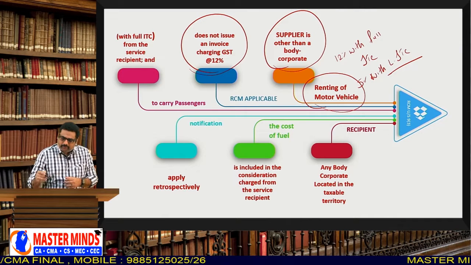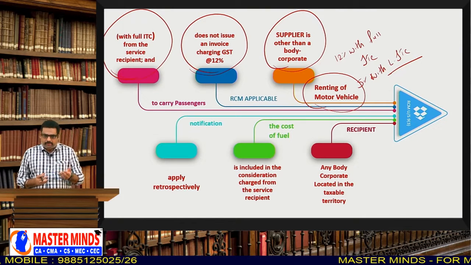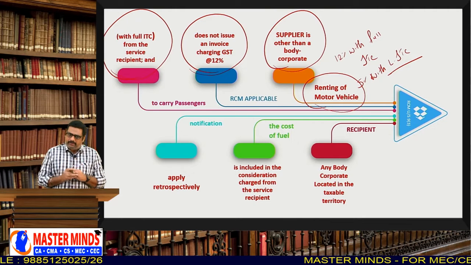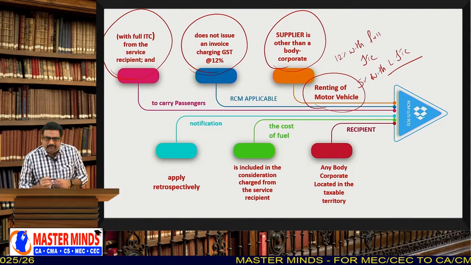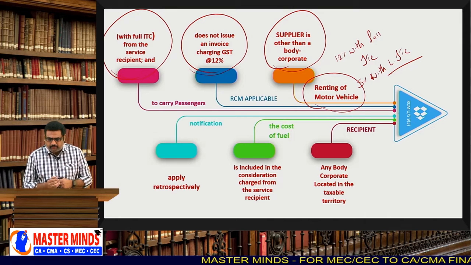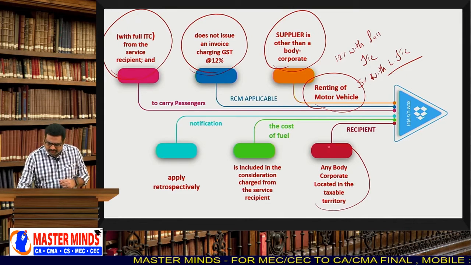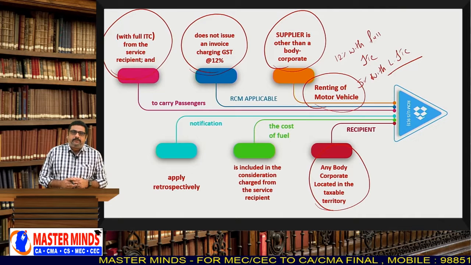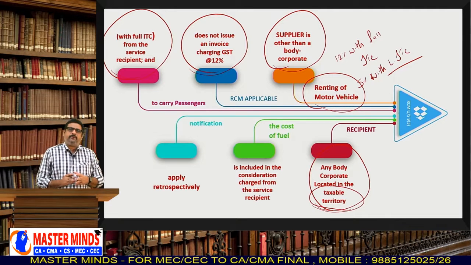If you are following a 12% tax rate, then you can claim the full ITC, as I told you now. So in order to apply this particular RCM 9.3, the supplier should be a person other than a body corporate, and the recipient should be a person who is a body corporate, that too located in the taxable territory.